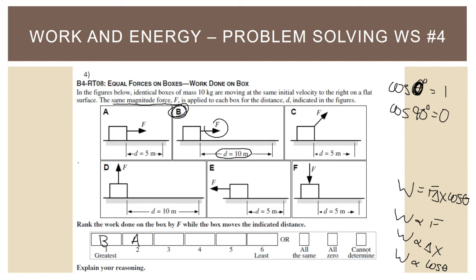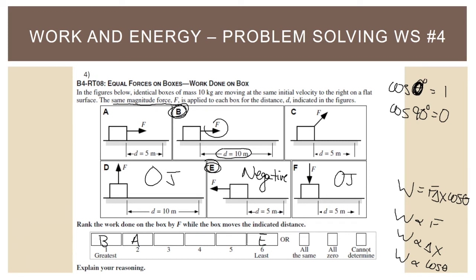Because in D and F, the force is perpendicular to the displacement. And so that means the work done is going to be 0 joules in both instances. And in E, the force is opposite the displacement. And so that means the work is going to be negative. And so E is actually going to be last.